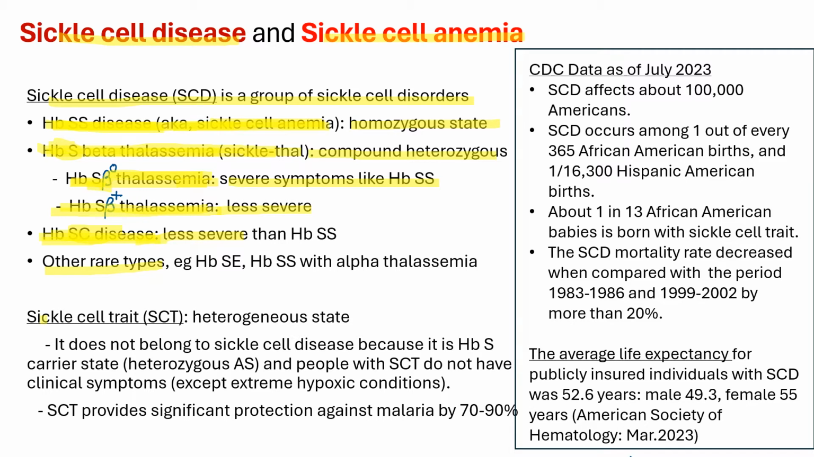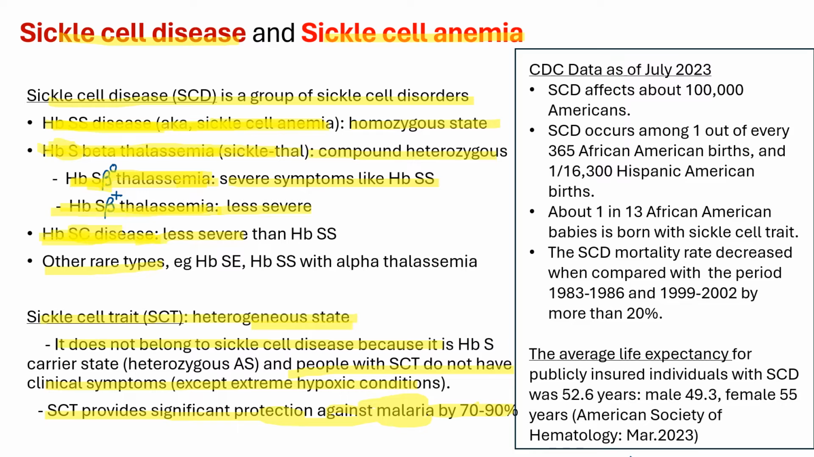But sickle cell trait is a whole lot different. It's a heterozygous state. In other words, one chromosome has a normal hemoglobin A gene and the other a sickle cell gene. So it does not belong to sickle cell disease because people with sickle cell trait do not have clinical symptoms except in very extreme hypoxic conditions. Interestingly, sickle cell trait provides significant protection against malaria, especially the dangerous falciparum, by 70 to 90%. Then will sickle cell anemia patients like homozygous SS disease or sickle beta thalassemia have protection? No. Actually, their mortality rate is higher when they are infected by malaria.